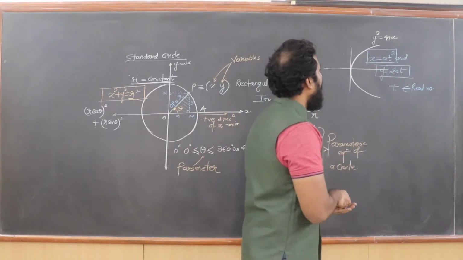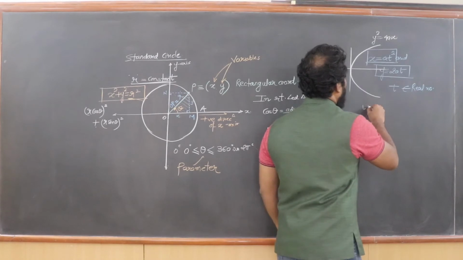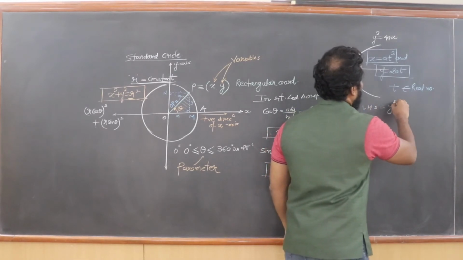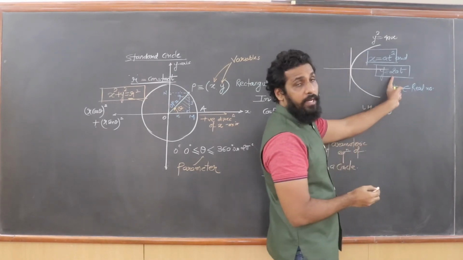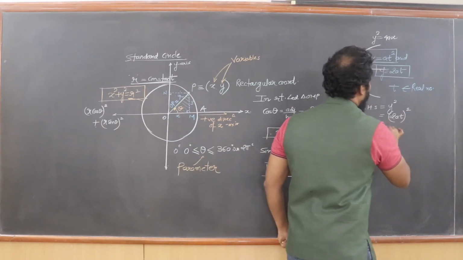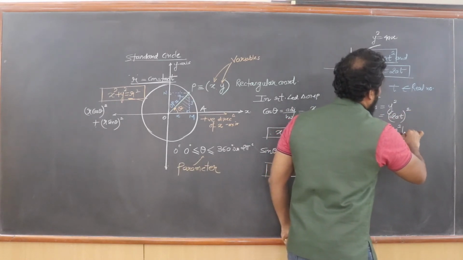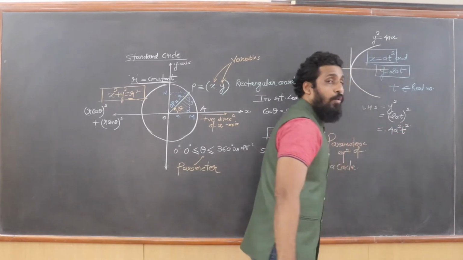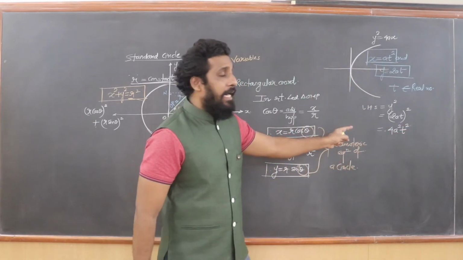Let's see what happens if I substitute in the LHS. So LHS here is y square. So what's the value of y? It is 2at. So if I write 2at and I do the square of it, the answer comes 4a square t square, isn't it? That's the left hand side I have solved.